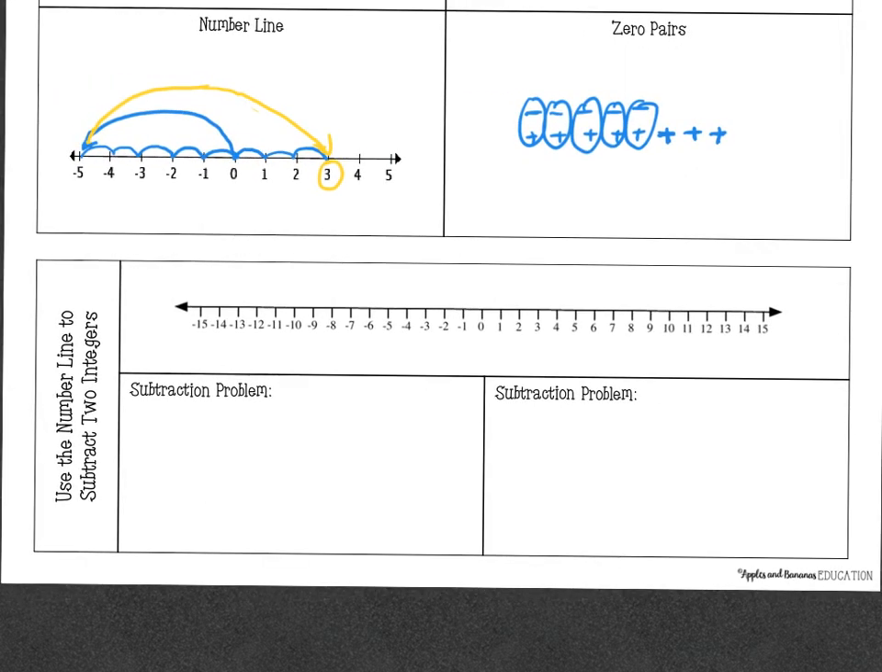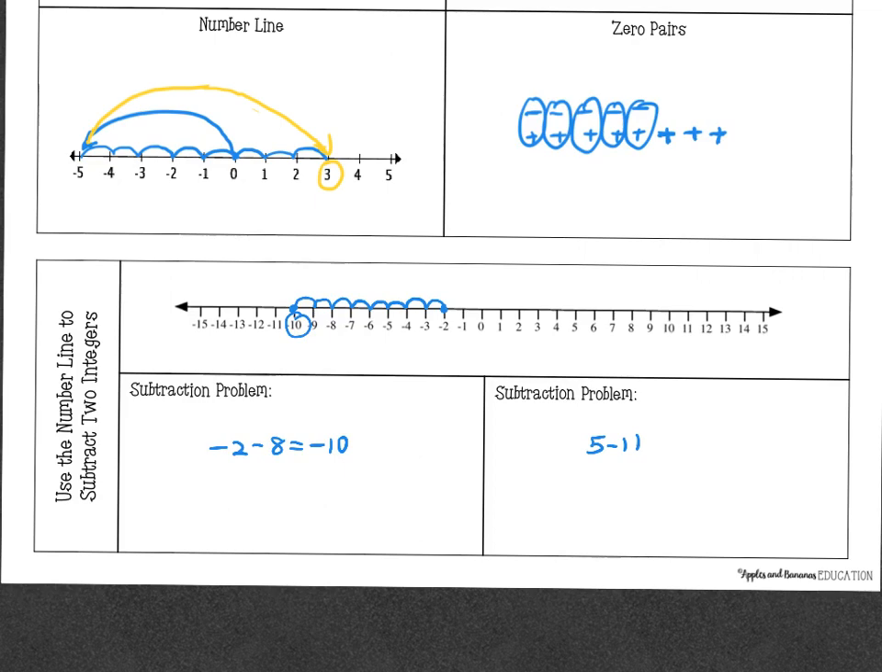Next one: use the number line to subtract 2 numbers. So here's an example. Subtraction. Negative 2 minus 8 equals what? Again, it's the same thing. Start your pencil tip on the first number, negative 2. Subtracting 8 is the same as jumping to the left by 8. So you land on negative 10. That's your final answer.